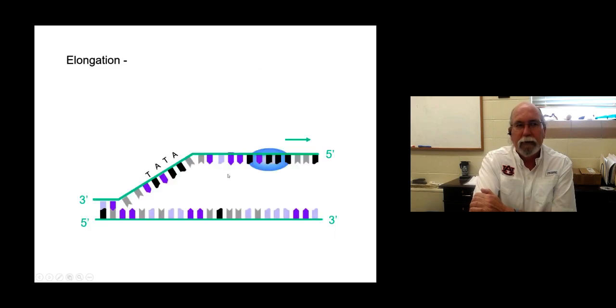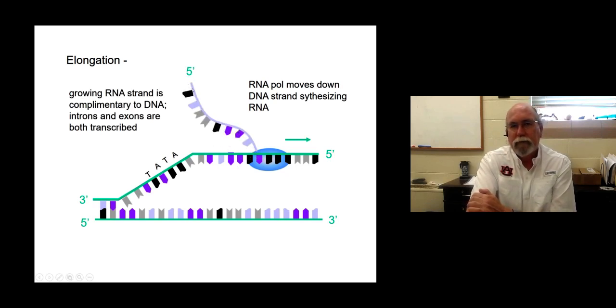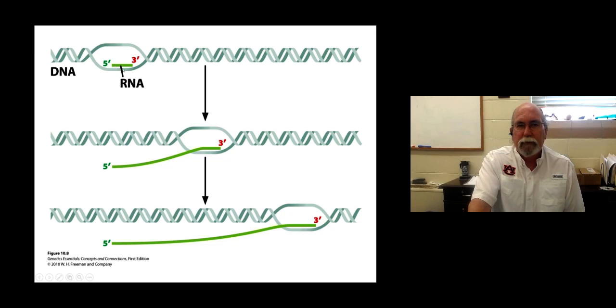All right, to go back to our model of what it looks like, RNA pol simply moves down through the system. You've got a growing strand. It looks something like this, and you've got this single-stranded message being produced. In many textbooks, your book shows it like this.